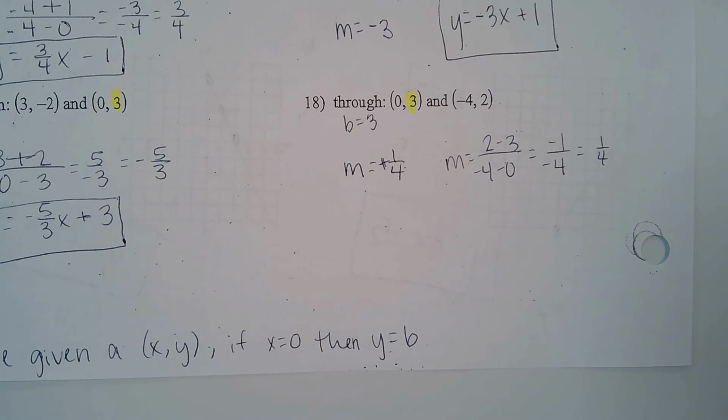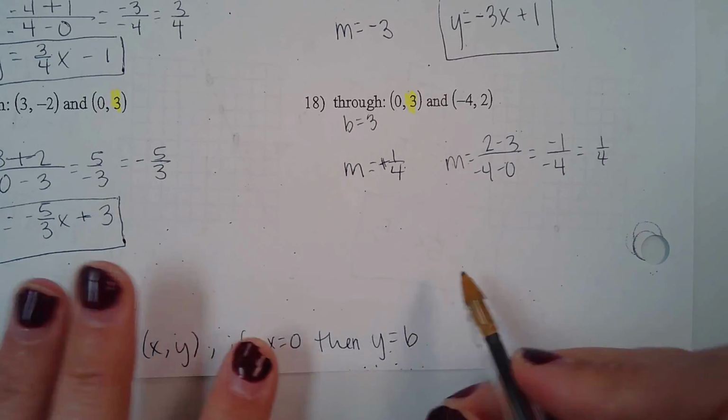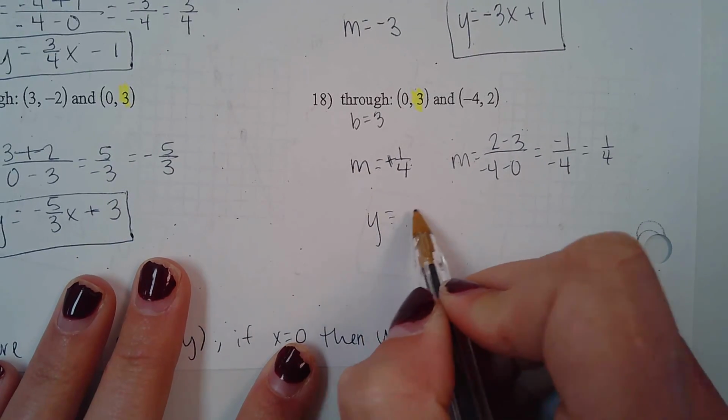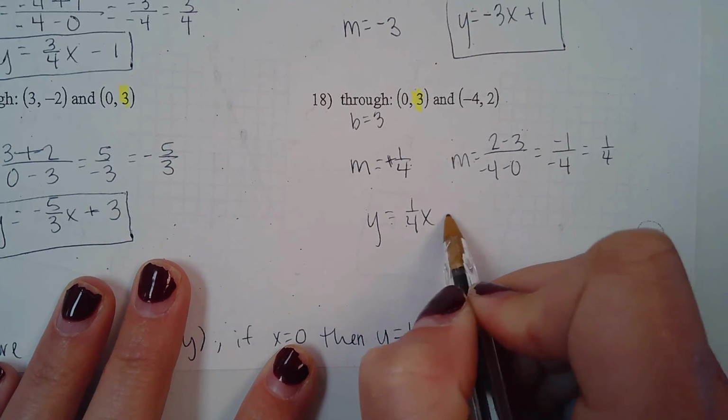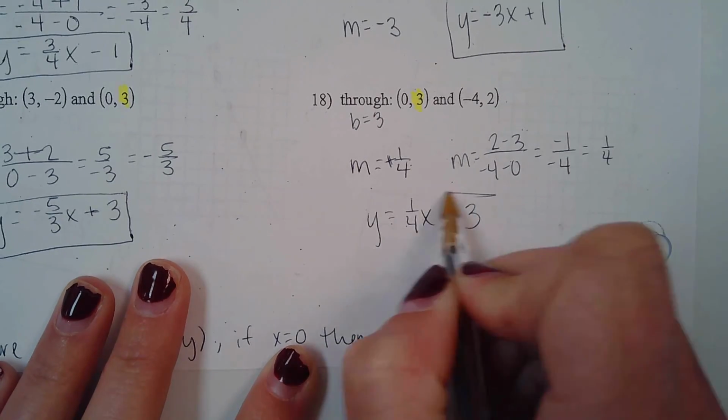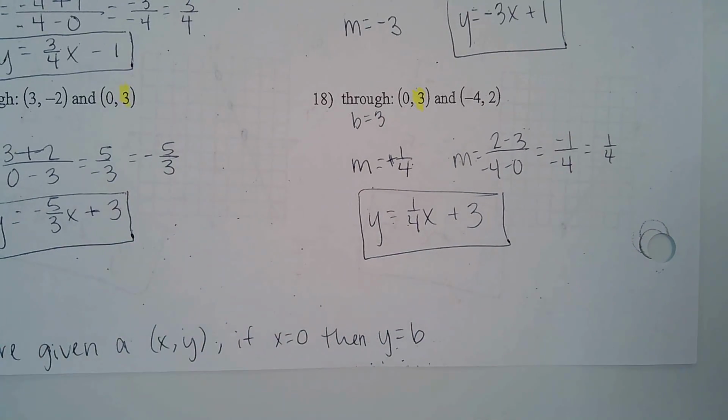So once you get your slope and your y-intercept, how do you write the equation of our line? Do you have questions on any of those? So we're all good, yeah?